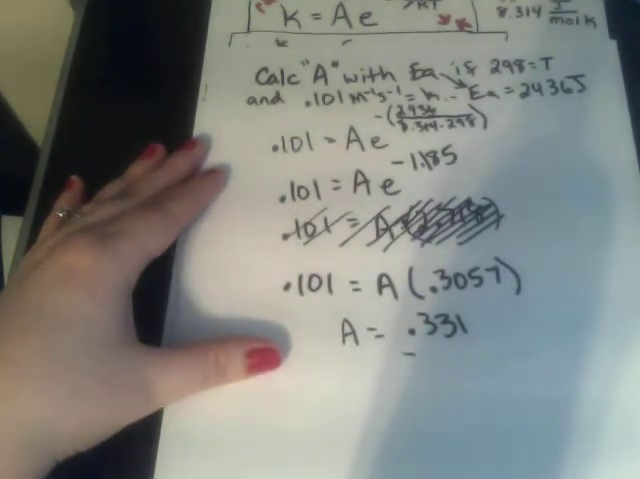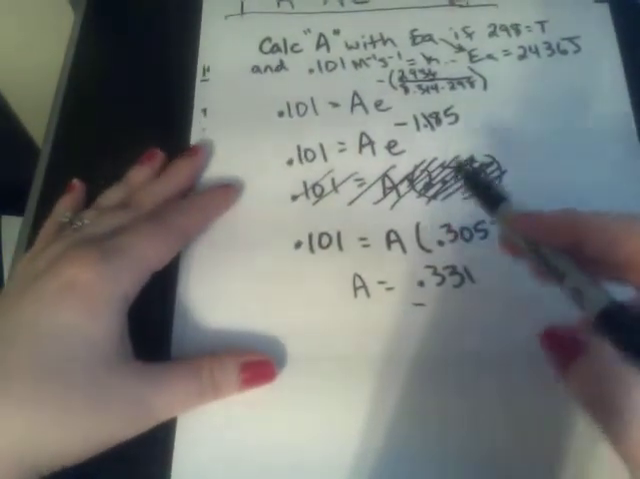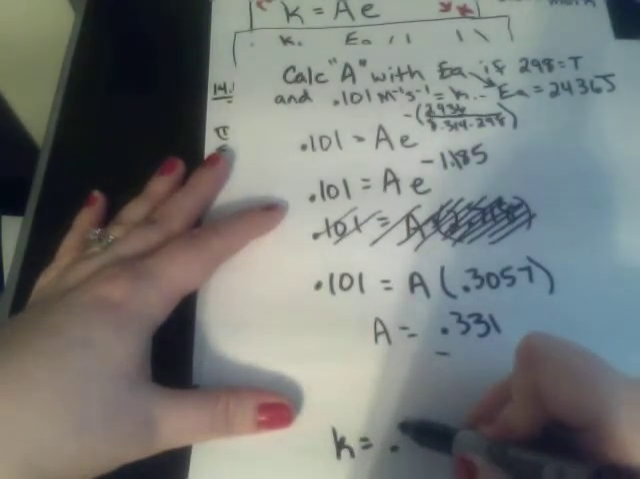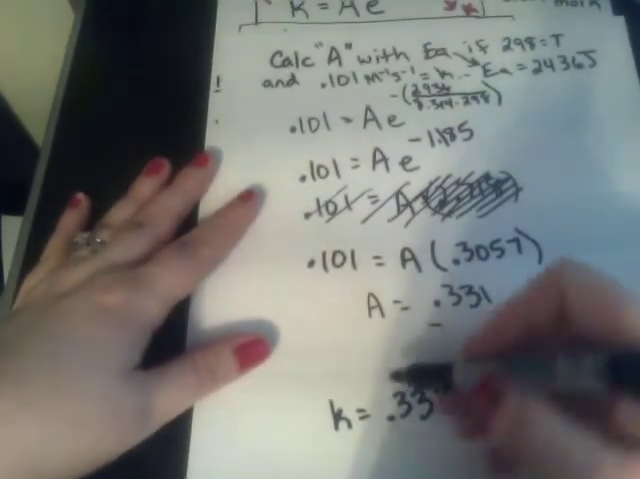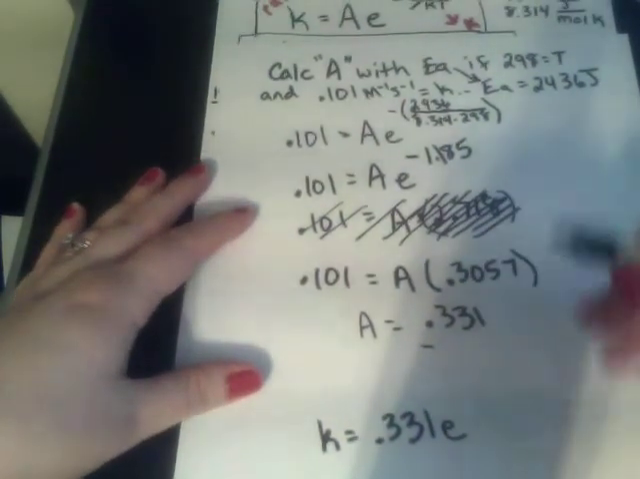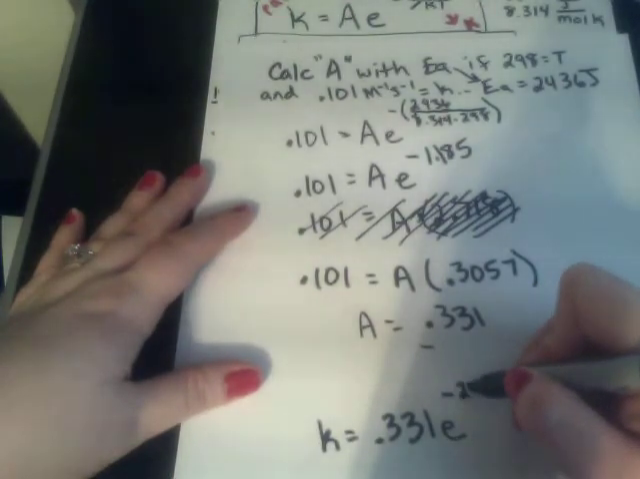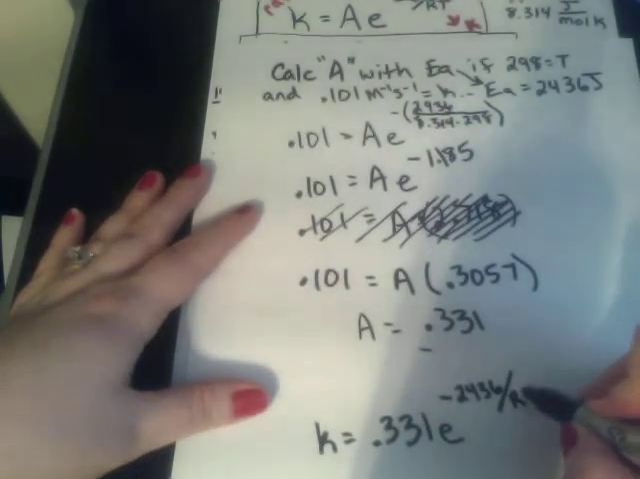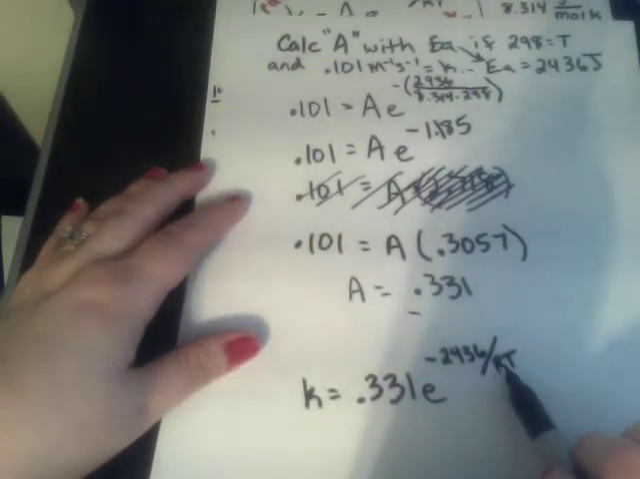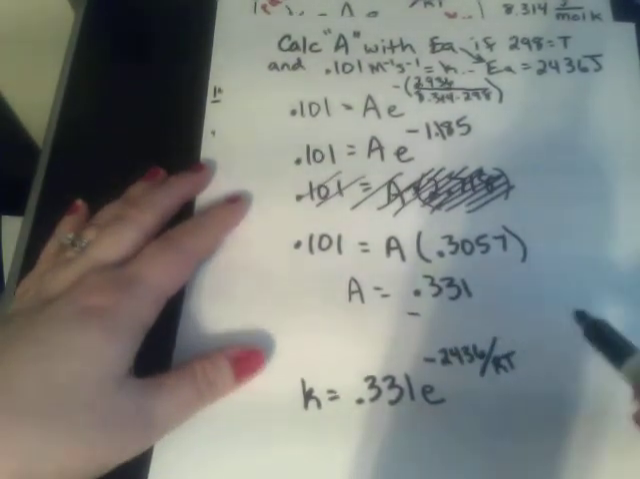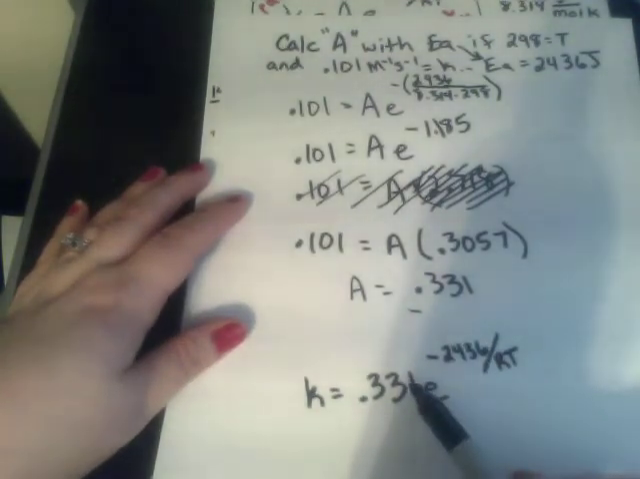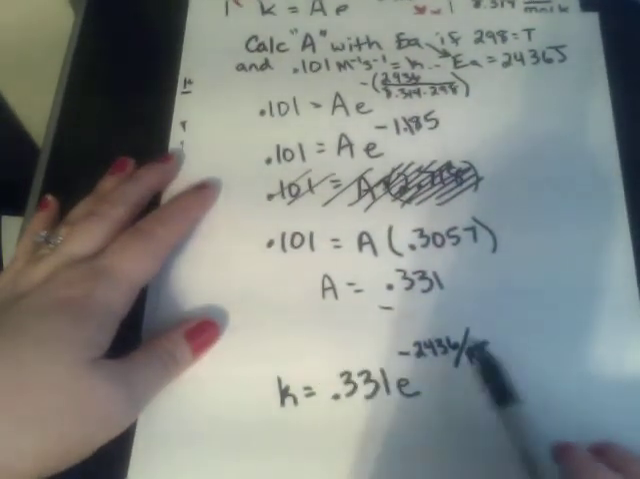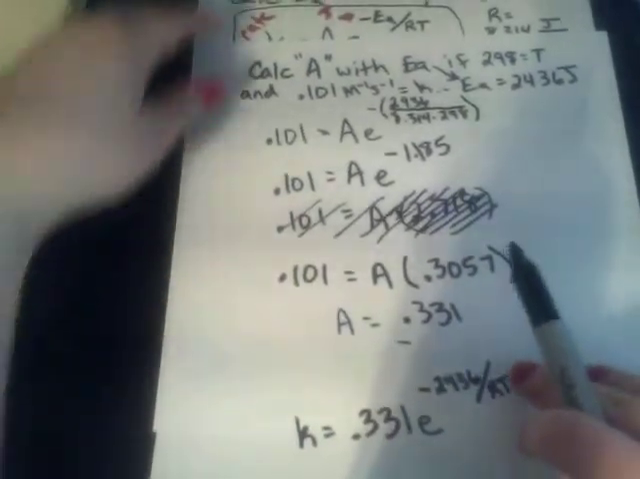So if we actually wanted to write this expression in its entirety, with all the data that we're given, we would say that K, little k, equals 0.331 times E to the power of negative 2436 divided by RT. We could even simplify this number here and put a negative number divided by T, but this is the expression since the only unknowns and the only things that change with different temperature are the k and the T. So that's how you can determine.